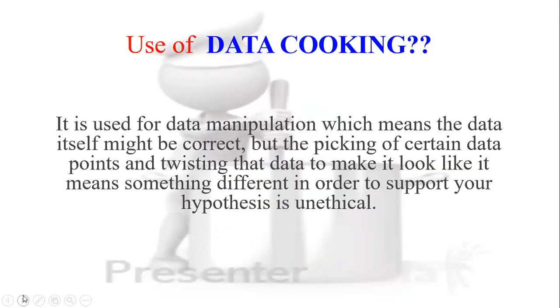What is the use of data cooking? It is used for data manipulation, which means the data itself might be correct, but picking certain points and twisting the data to make it look like something different, in order to support your hypothesis, is unethical.